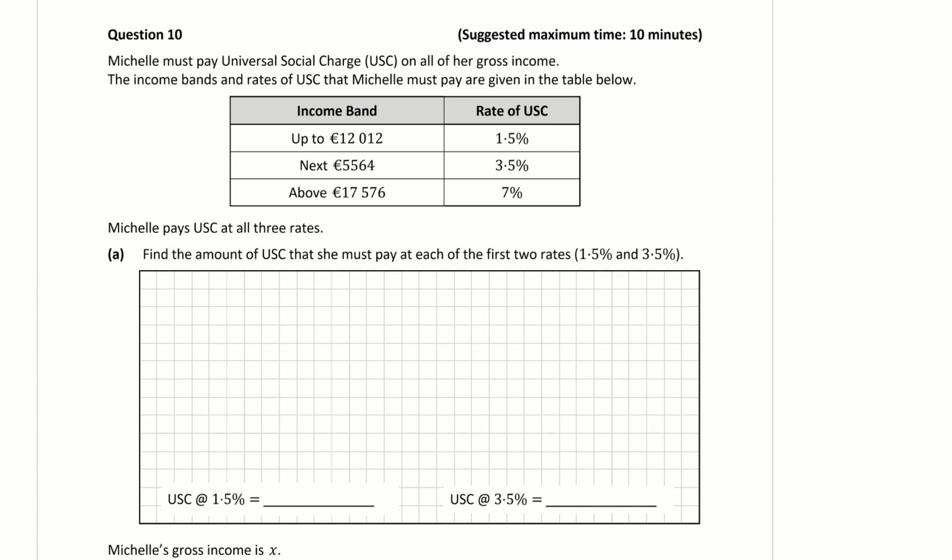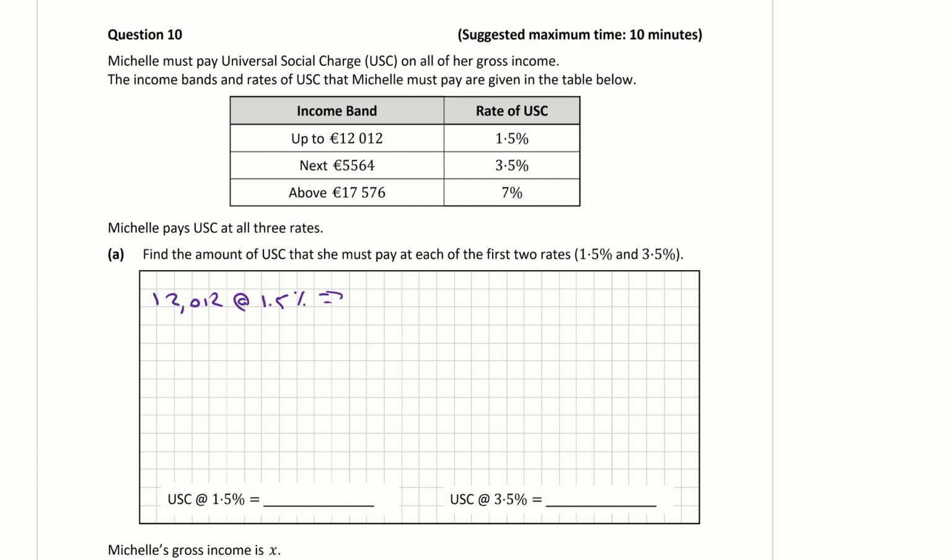Question 10 now is a financial maths one. Michelle must pay universal social charge, USC, on her gross income. The income bands and rates are as follows. Part A. Find the amount of USC that she must pay at each of the first two levels, the 1.5% and the 3.5%. Okay, so first one here is going to be the €12,012 at 1.5%.